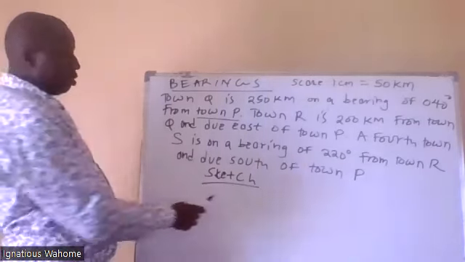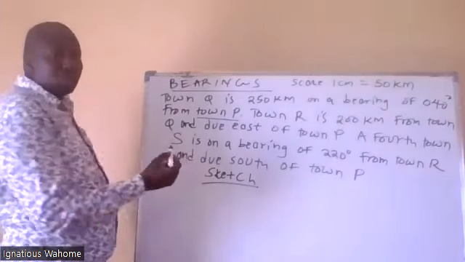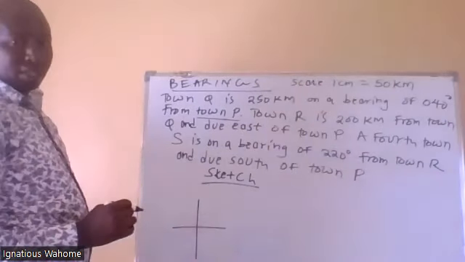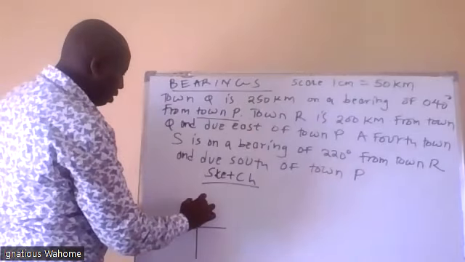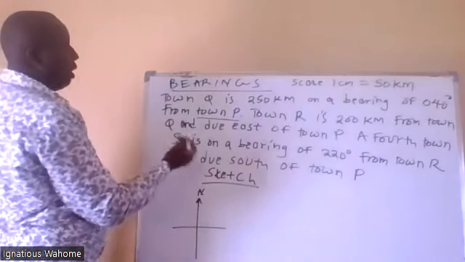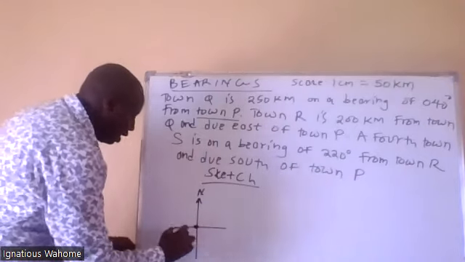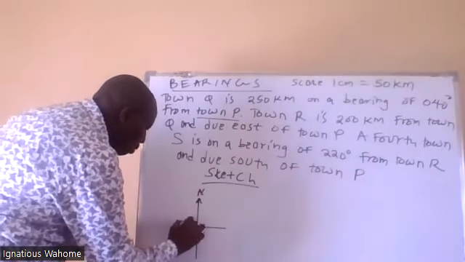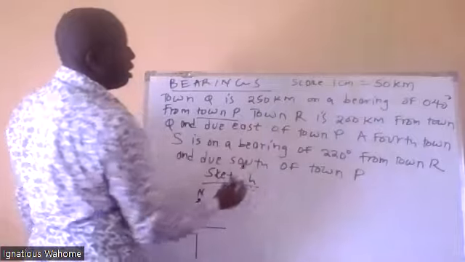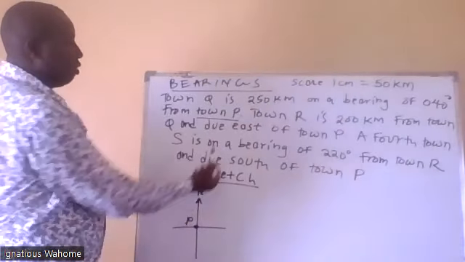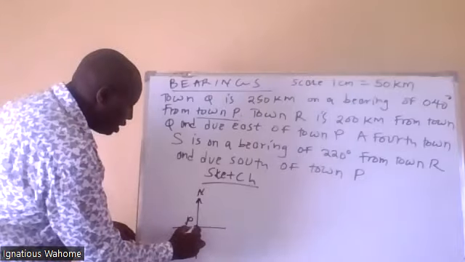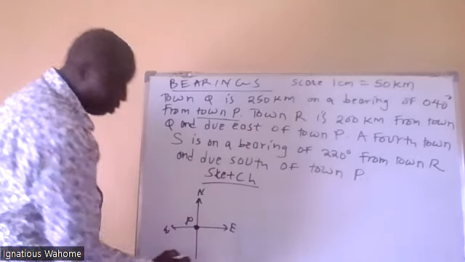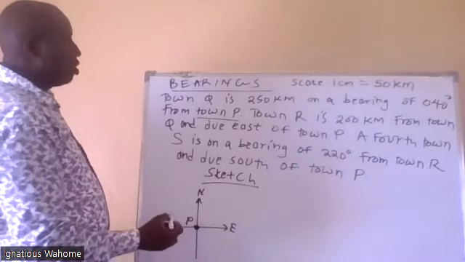So let's go to the sketch of this question. The first thing is to make a compass. I want to make a sketch. We have a sketch there, and this is the true north. So town P is the starting point, at the middle of the compass, because town Q is 250 kilometers on a bearing of 040 degrees from town P. This is east, this is west, and this is south. So that's the compass.